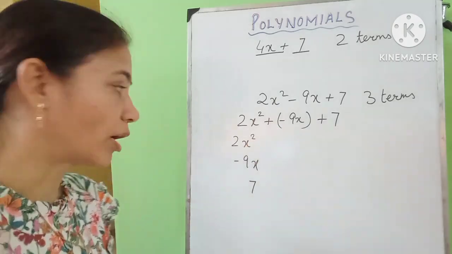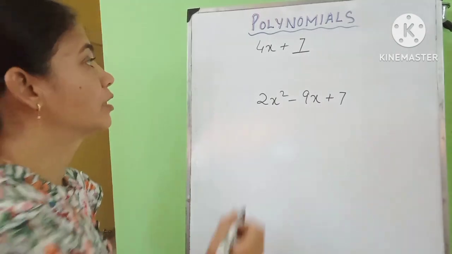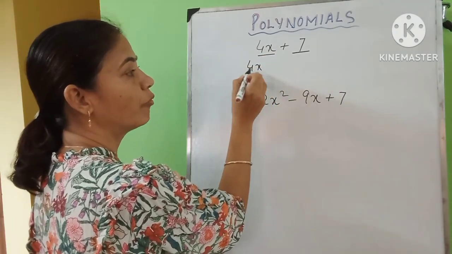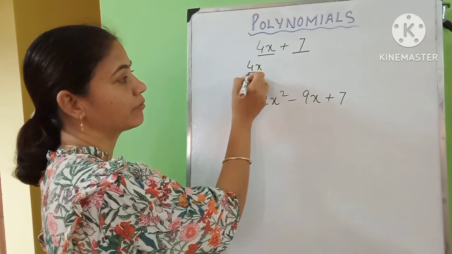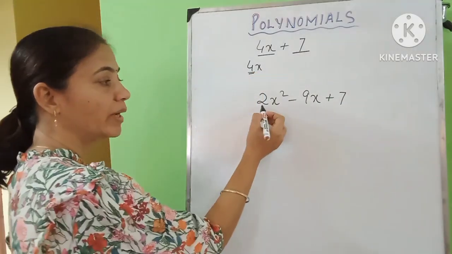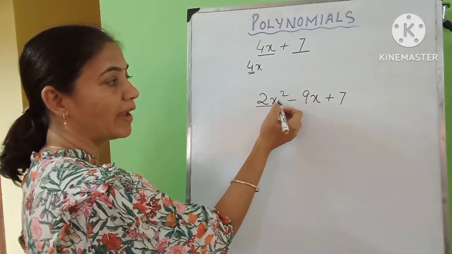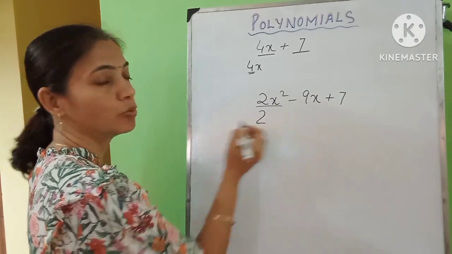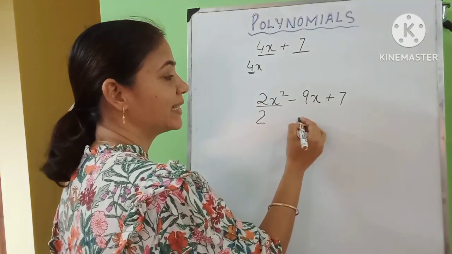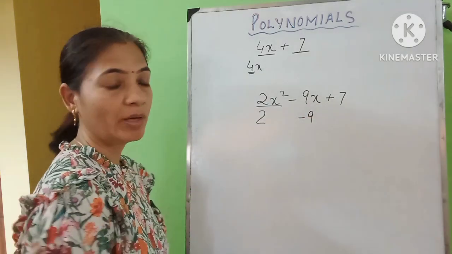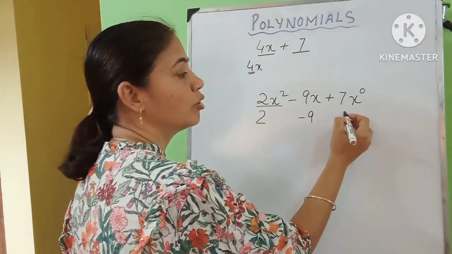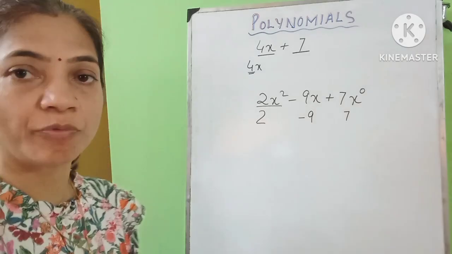Now, next we will talk about coefficients. So, if I take this term 4x, what is the coefficient of x? It's 4. What is the coefficient of x? It's 4. In this term, what's the coefficient of x square? It's 2. What is the coefficient of minus 9x? It's minus 9. Okay. What is the coefficient of x raised to the power 0? It's 7. These are numerical coefficients.